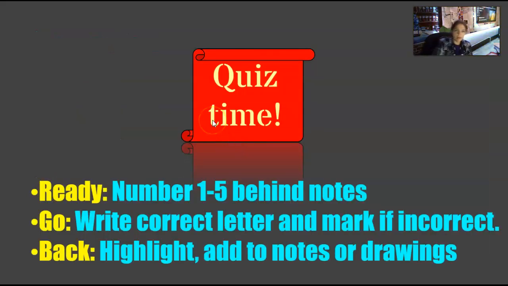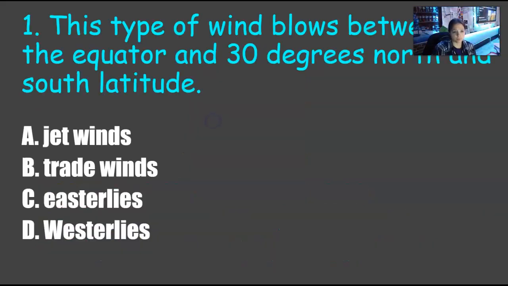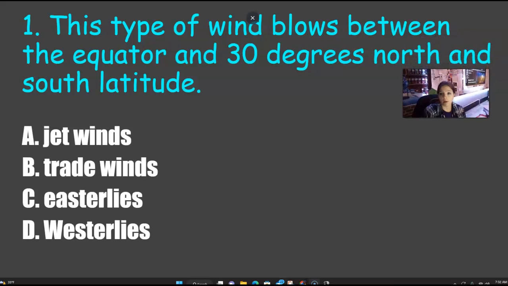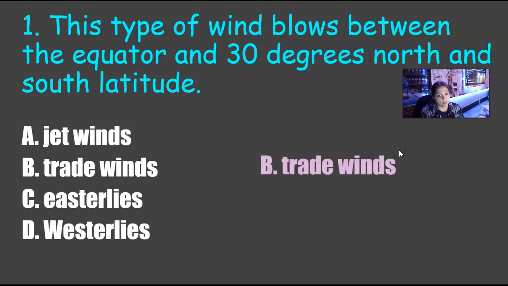All right, quiz time. This is going to be quiz number 4. Label it winds, 1, 2, 3, 4, 5. Pause as needed. This type of wind blows between the equator and 30 degrees north and south latitude. Is it jet winds, trade winds, easterlies, or westerlies? This one, remember, from equator to 30, is going to be the trade winds.